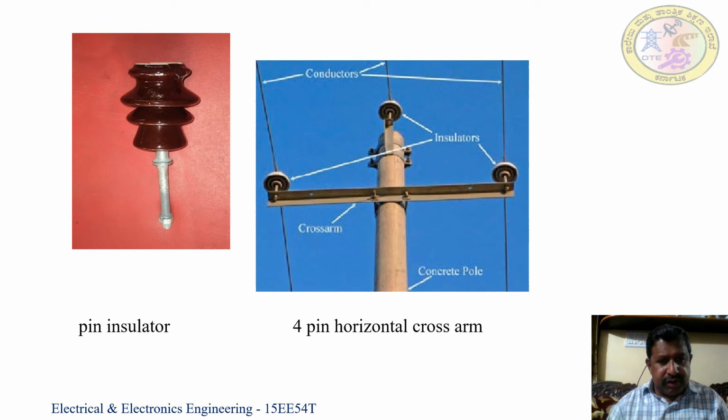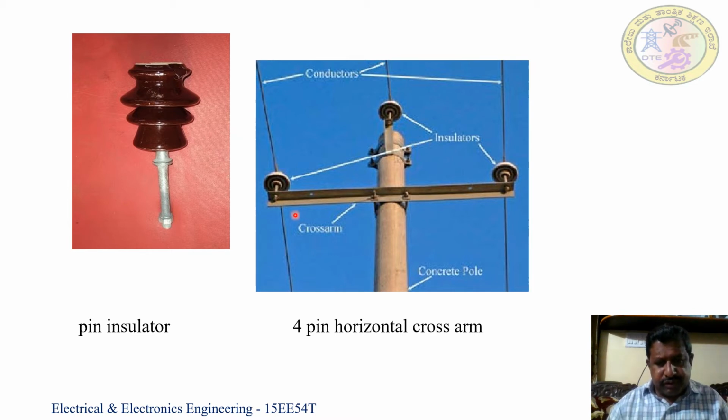Here you can see the photos of pin insulator and horizontal cross arm. A pin insulator comes with the insulator with pin and nut. So through this pin and nut it is going to be fixed on the cross arm. On top of this insulator the conductor passes. It will hold the conductor here.